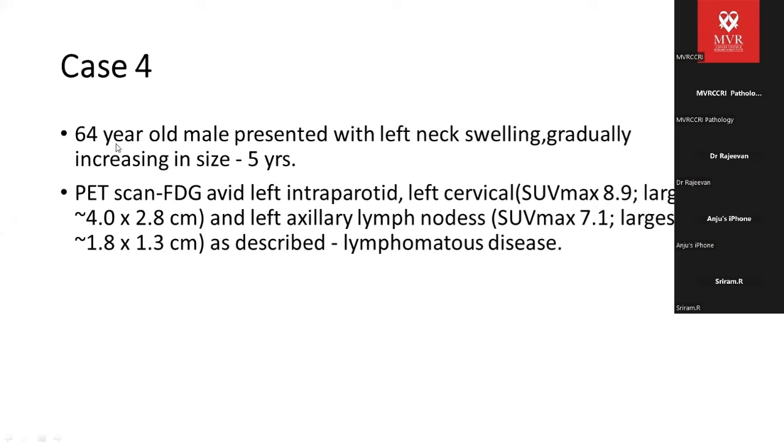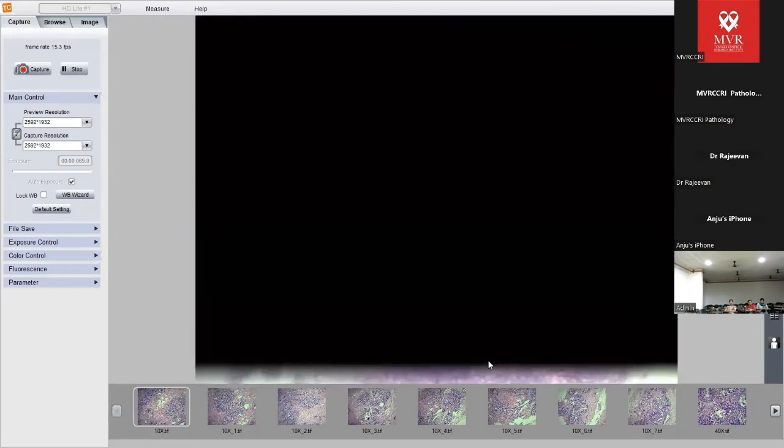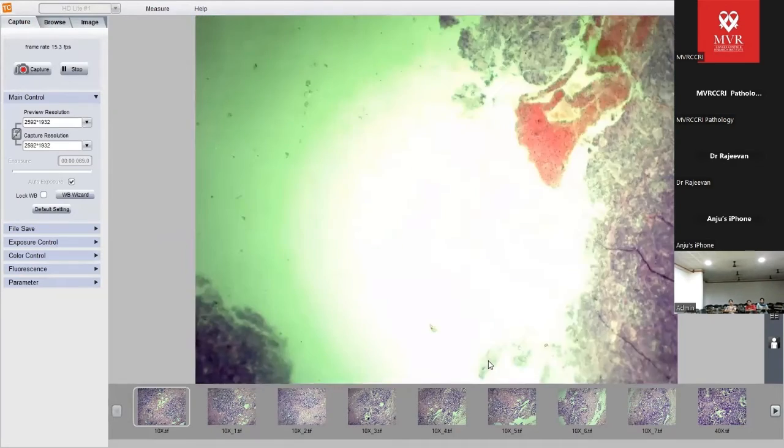Now, this is a case of an NLPHL, a 64-year-old male who presented with left neck swelling, which was gradually increasing over 5 years. Okay, very indolent course. Single neck swelling. Wow, the presentation is very classic. The PET showed an avid left intraparotid and left cervical node, SUV 8.9. The largest node is 4 centimeters, and they had a left axillary lymph node. No other lymph nodes anywhere. Radiologically it was called a lymphomatous disease. So this is the lymph node. Let me see here.